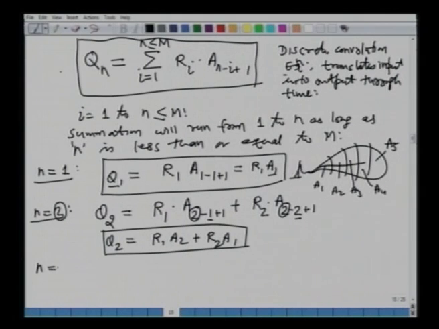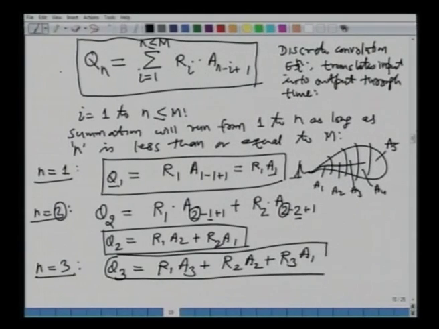Let us say you have n is equal to 3. What will be the answer? Now, you see a pattern. Your Q3 will be equal to, I am going to write it directly, R1 A3 plus R2 A2 plus R3 A1. What is this equation telling?